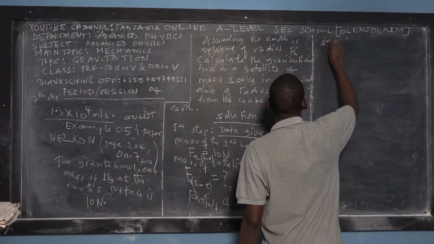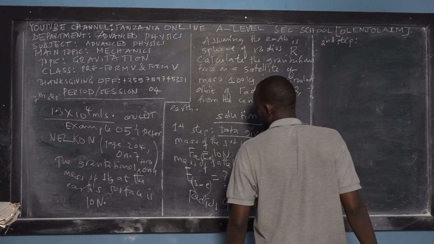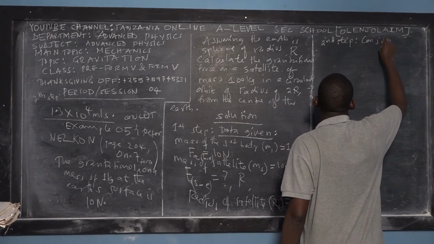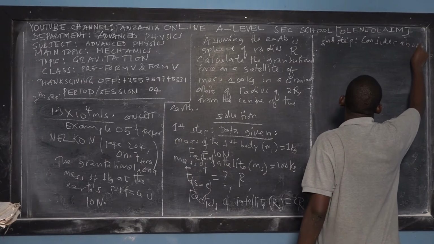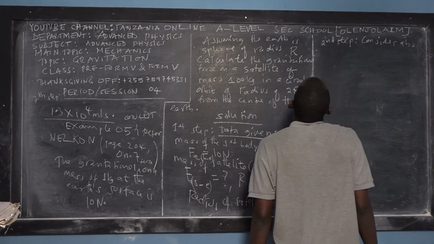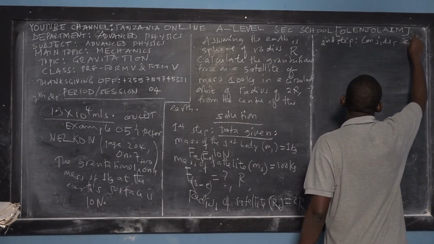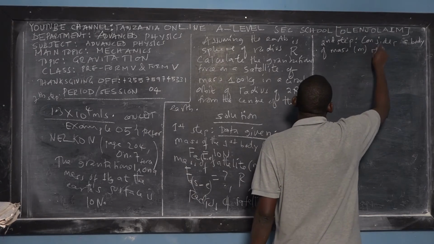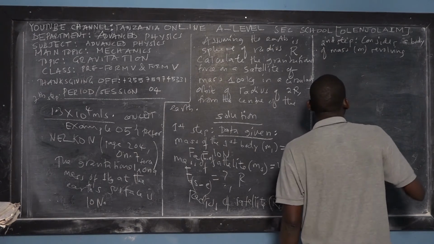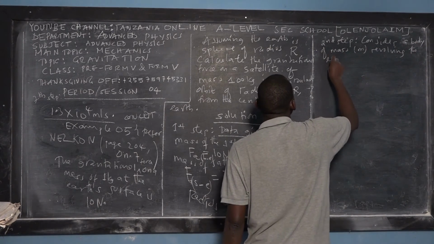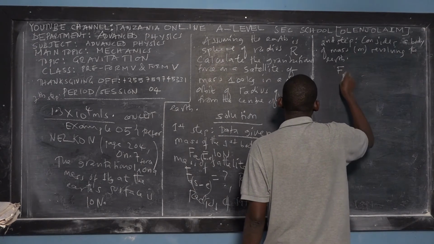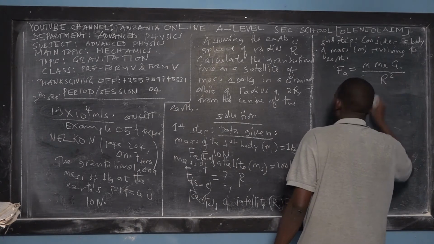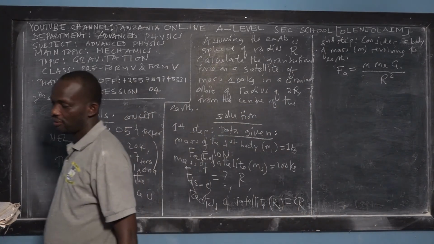So we go for the second step. The second step, we say consider a body of mass M revolving around the Earth. So the force of attraction, and in that case the mass is the mass of the Earth, is the gravitational constant over the radius of the Earth squared. Right? So that's the first case.